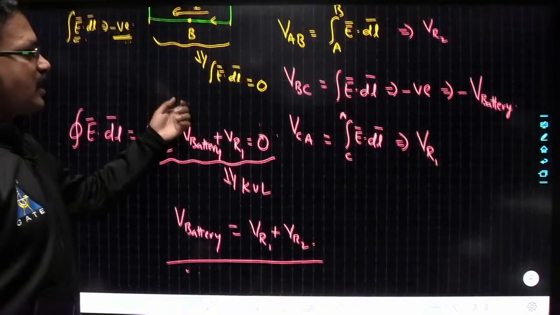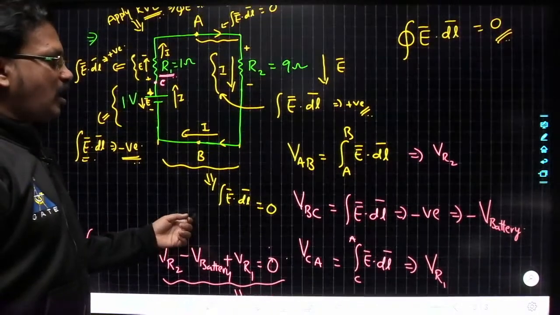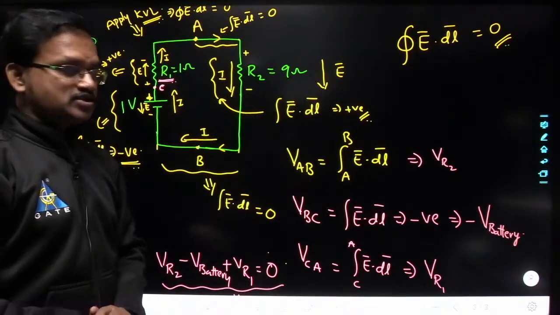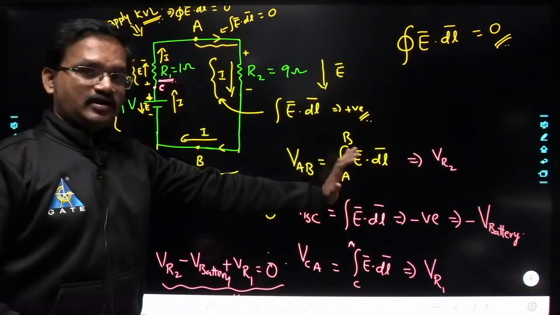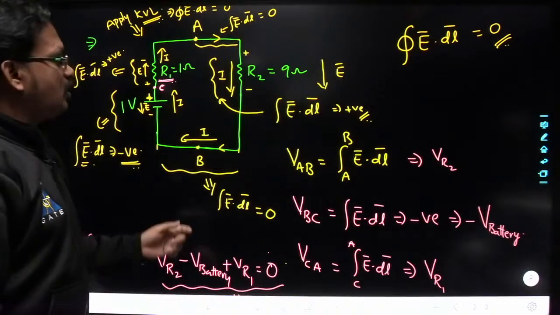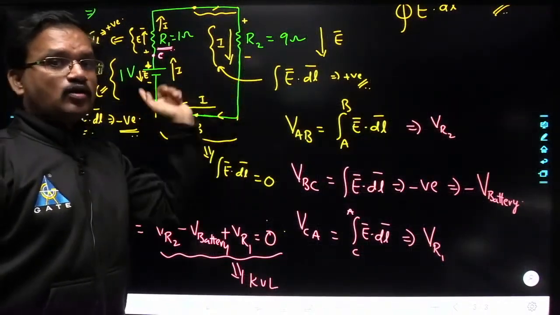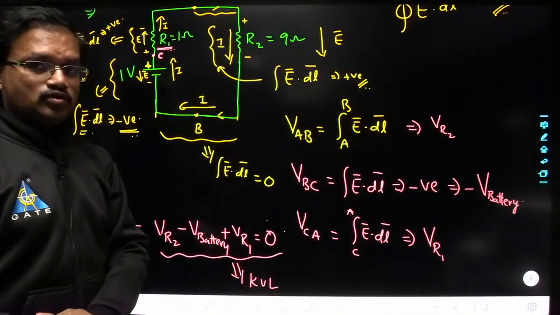So I have explained how we are calculating the potential in terms of electric field. Understood? This is how you have to calculate the circulation of electric field around the closed loop. Understood?